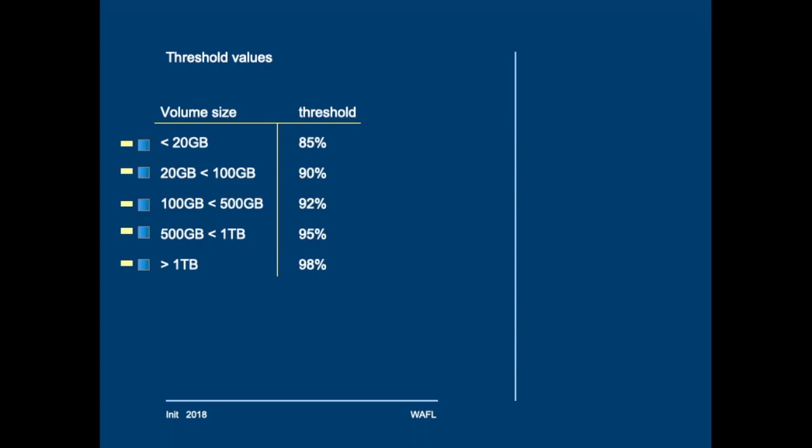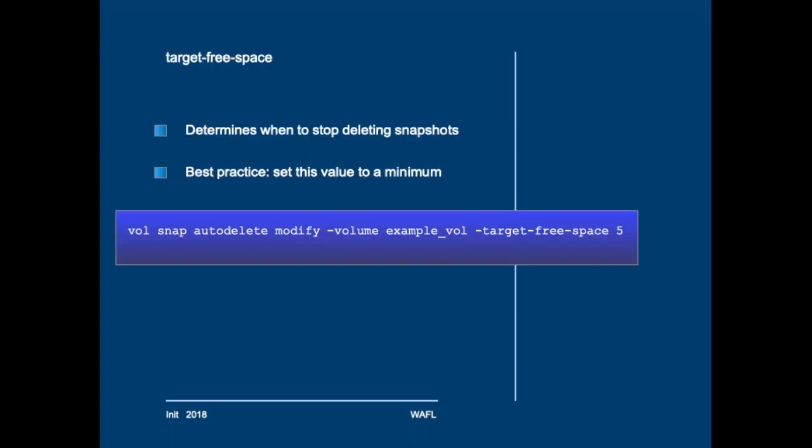Now, of course, the deletion of snapshots should also stop automatically if enough space is freed. This is taken care of by the target free space parameter. This means that if the free space of the volume reaches the target free space value, then snapshot auto deletion will stop. It is best practice to set this value very low, so for example 2% or 3%, because you don't want to delete snapshots if it's not really necessary, of course.